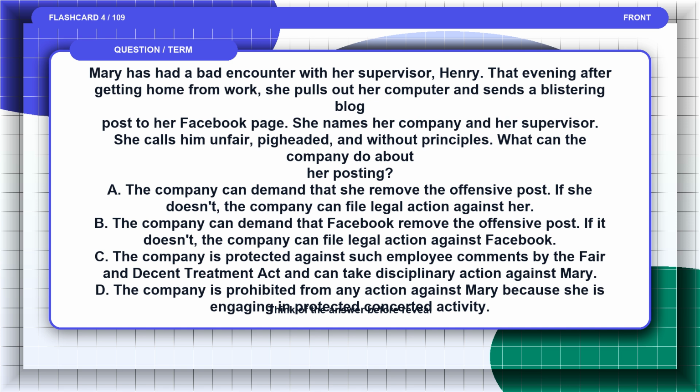The company can demand that she remove the offensive post. If she doesn't, the company can file legal action against her. The company can demand that Facebook remove the offensive post. If it doesn't, the company can file legal action against Facebook. The company is protected against such employee comments by the Fair and Decent Treatment Act and can take disciplinary action against Mary. The company is prohibited from any action against Mary because she is engaging in protected concerted activity. Pause and think of the answer before the reveal.